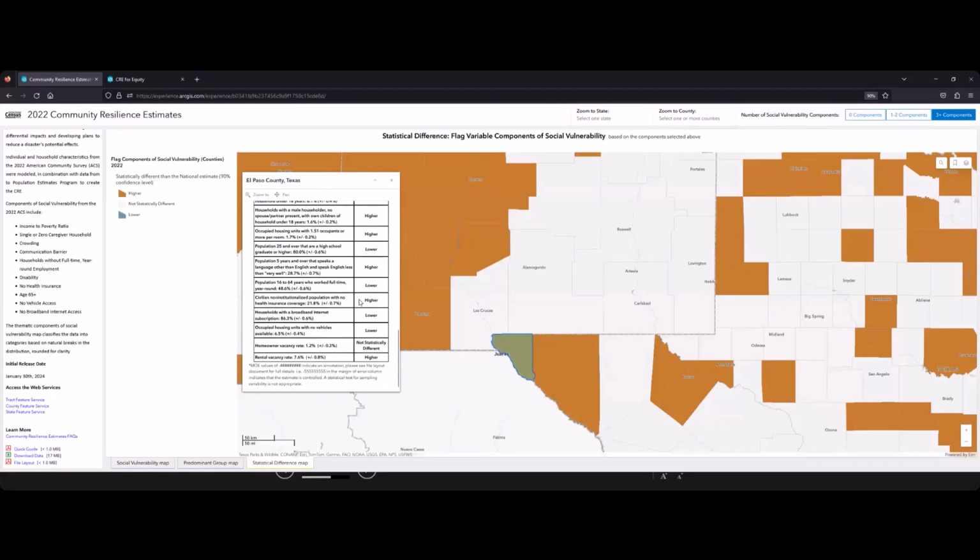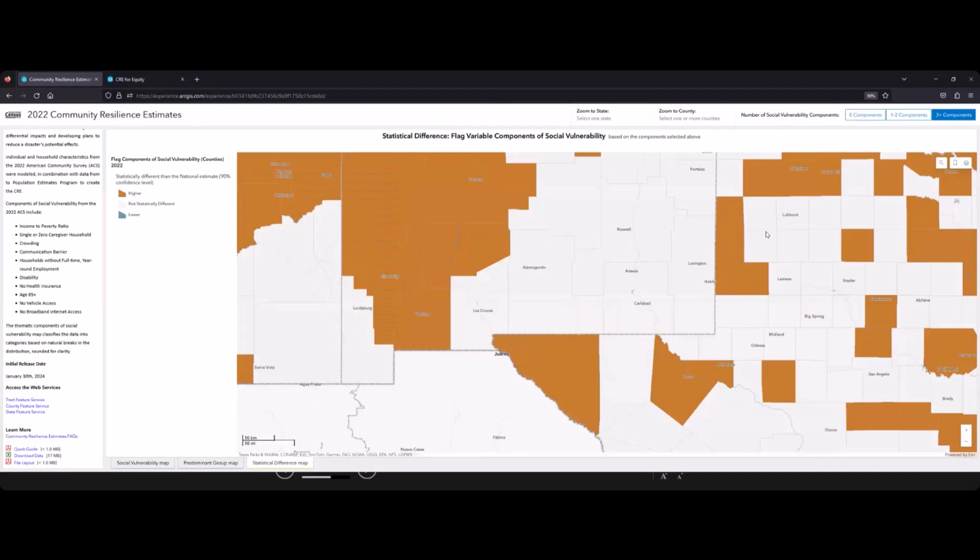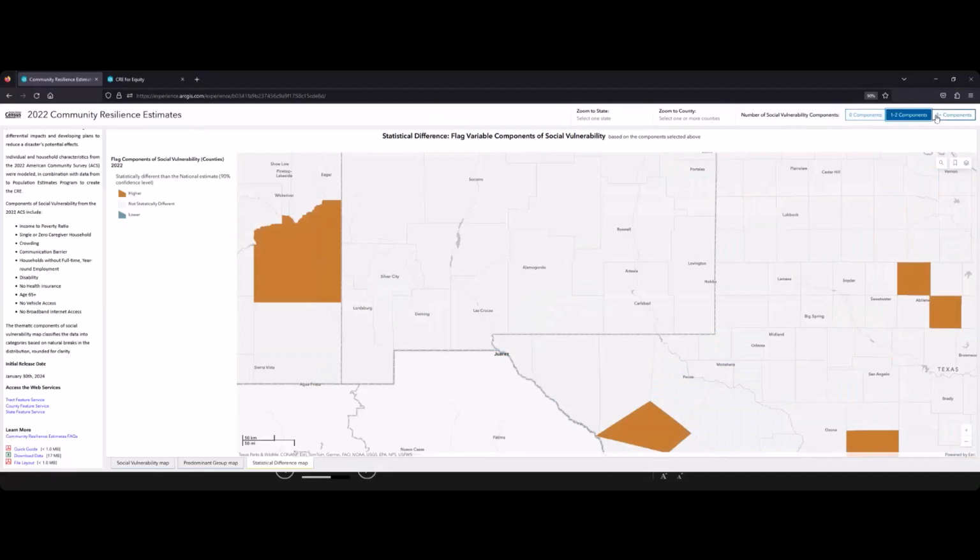We have a lot of information here. The vehicle access, occupied housing units with no vehicle available, 6.5%, which is lower than the national estimate. Households with a broadband internet subscription, 86.3%, lower than the national estimate. And of course, you can always just change the different groups. 0 components, so 1 to 2.